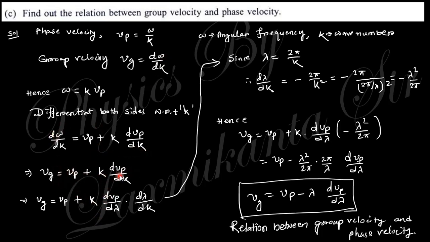So this can be written as, if you change the variable k to lambda, and you know lambda equals 2 pi by k. So d lambda by dk is nothing but minus 2 pi by k squared, and substituting k equals 2 pi by lambda, this becomes minus lambda squared by 2 pi. If you put this value in, the value of k cancels out and you finally obtain this. So this is the relation between group velocity and phase velocity. Vg is the group velocity, Vp is the phase velocity, and lambda is the wavelength of this signal.